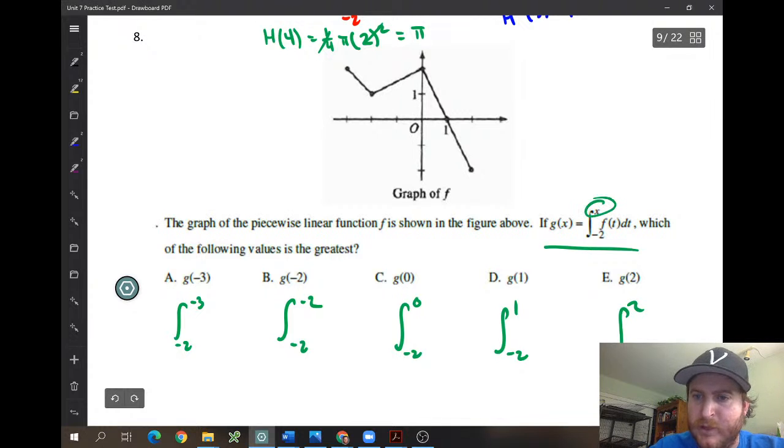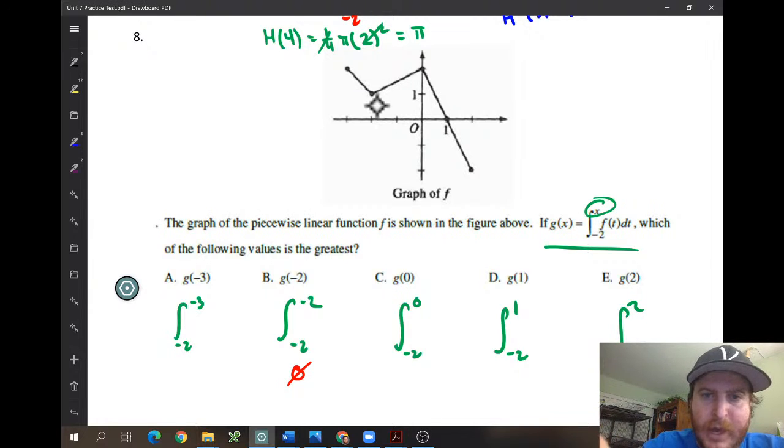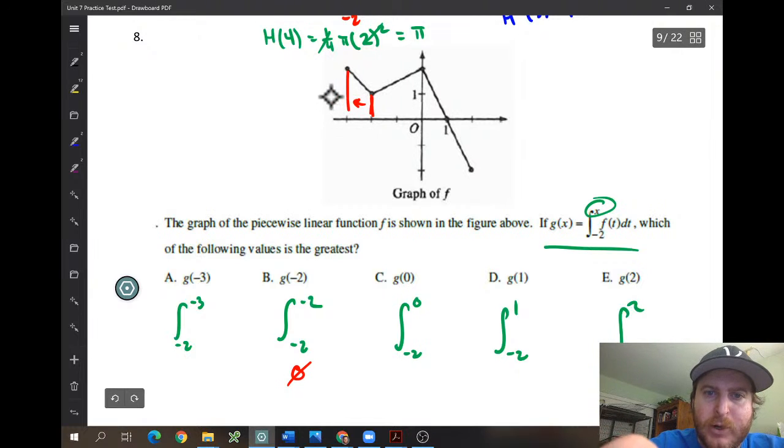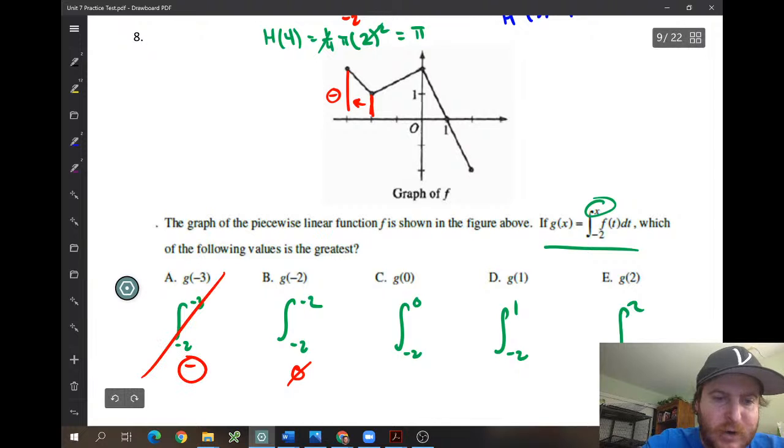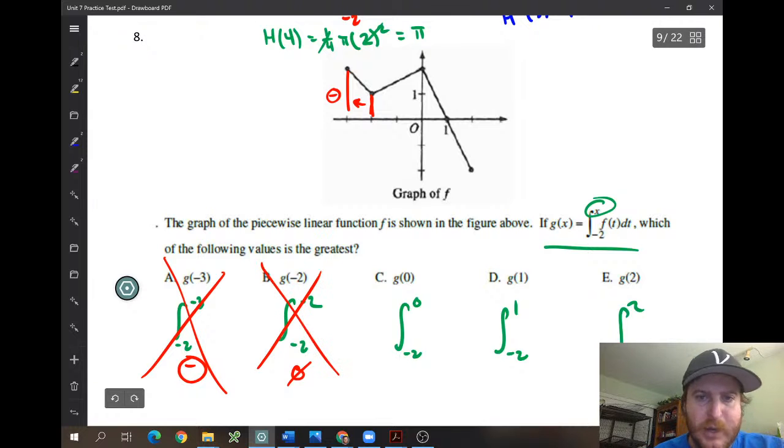So, we're plugging it in there. Because it's g, if it had said g prime, then we would be looking at the y values. If it had said g double prime, we would be looking at the slopes. So in this case, I know this is 0. Anytime that endpoints are the same, I get 0. So I'm going to look at a. On a, I'm going to start off at negative 2 and go backwards to negative 3. Well, remember when we go backwards, we get a negative answer. So a is going to give me a negative answer. I'm going to cross out a. B is going to give me 0, so I know it's not b.